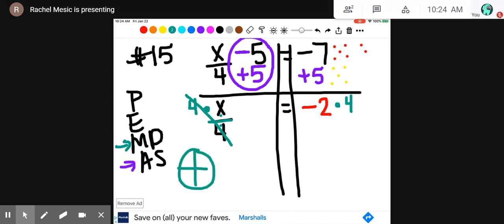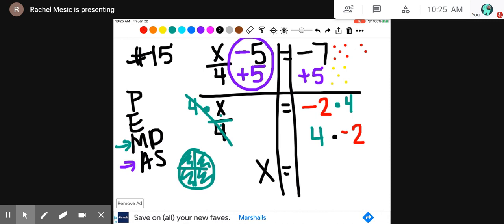So if we have fourths and we have all 4 pieces, we have 1 whole. And 1x is the same as just x. And then negative 2 times 4. I'm going to flip-flop this and put the 4 first. This is the commutative property. So we have 4 times negative 2, same thing.